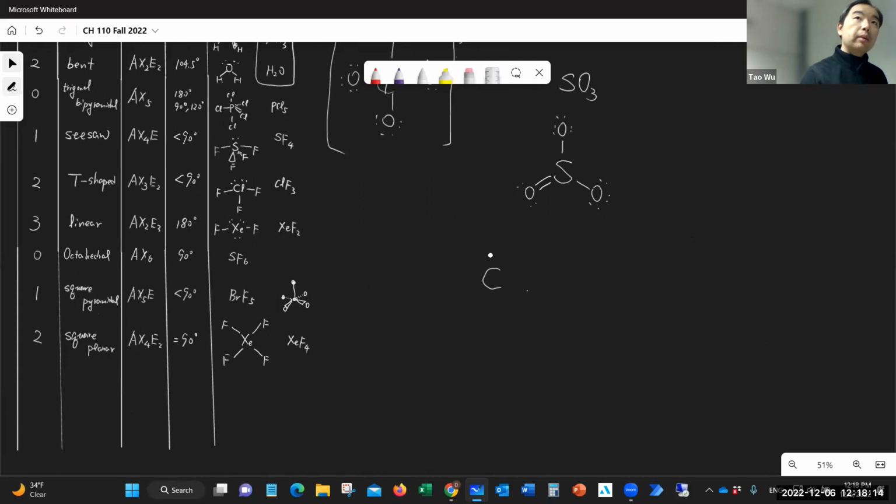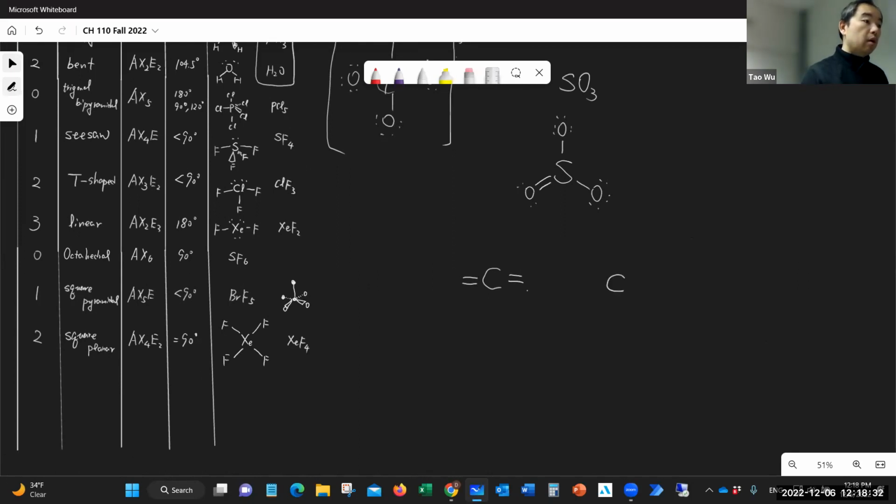So how about the carbon? If we give you this compound conceptually, for this central atom, what kind of geometry does this carbon have? It's just linear, right? Because it has only 2 electron domains, and that's linear.